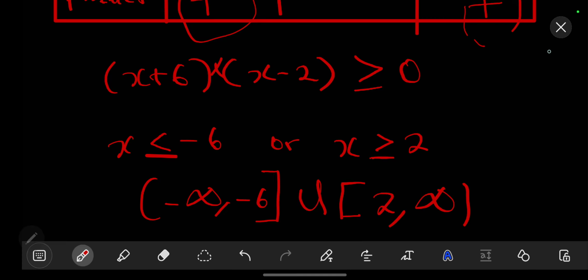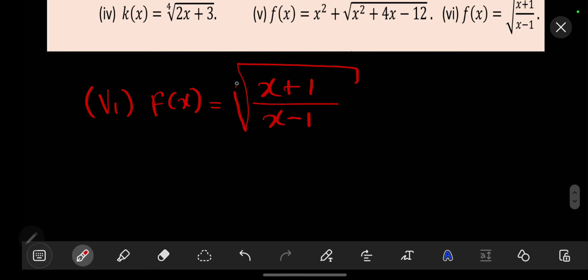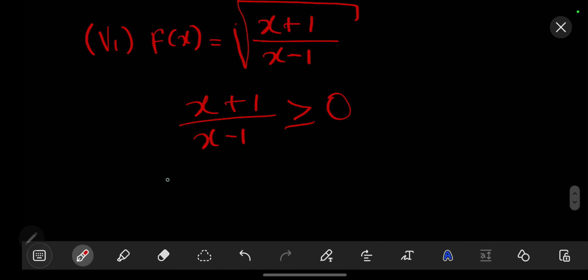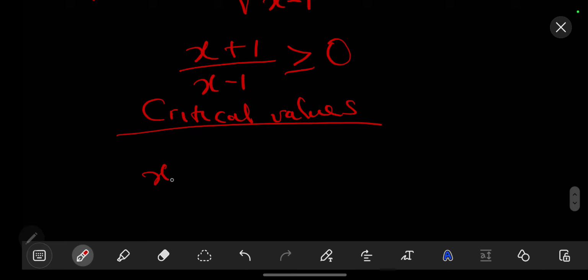Let's look at our last problem. Whether you have a rational expression, as long as you have the square root, fourth root, you are going to use the same thing. You're going to say x plus 1 over x minus 1 should be greater than or equal to 0. From here, you're going to find your critical values. The critical values are the zeros of the equation, meaning you equate it to 0. So x plus 1 is equal to 0, or x minus 1 is equal to 0.